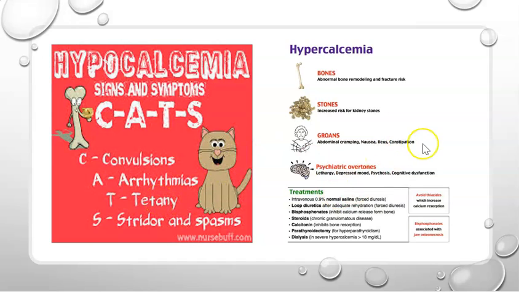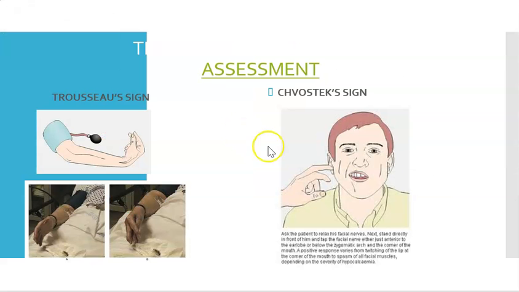With the hypercalcemia, they could have issues with their bones. They could have abnormal bone remodeling. They can have increased fracture risk. They could have kidney stones. So I really want you to focus on these two as far as that's concerned. But just don't forget about the tetany with the hypocalcemia.